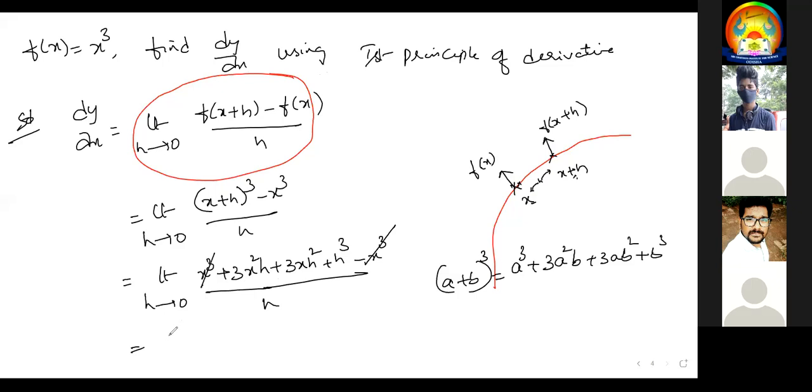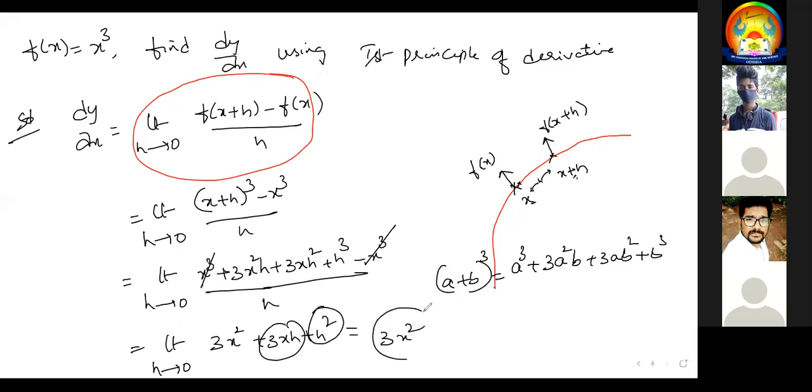X cube getting cancelled. Then limit h tends to 0. This h will be cancelled with everyone. Now limits, you know that. Already I trained you the limits. 3xh plus h square. Now put h is equal to 0. These two become 0. 3x square. So x cube ka derivative is 3x square.